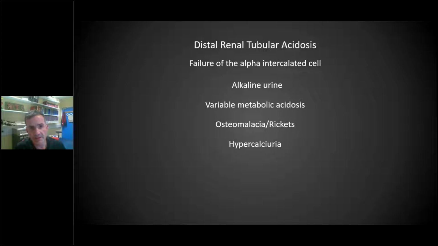Because you're not just liberating phosphate from your skeleton, you're also liberating calcium. Then you have to get rid of your calcium, and you will do this in your urine, and this will cause hypercalciuria. Hypercalciuria is a sign that you're demineralizing your skeleton, and therefore you have not got on top of your metabolic acidosis properly.